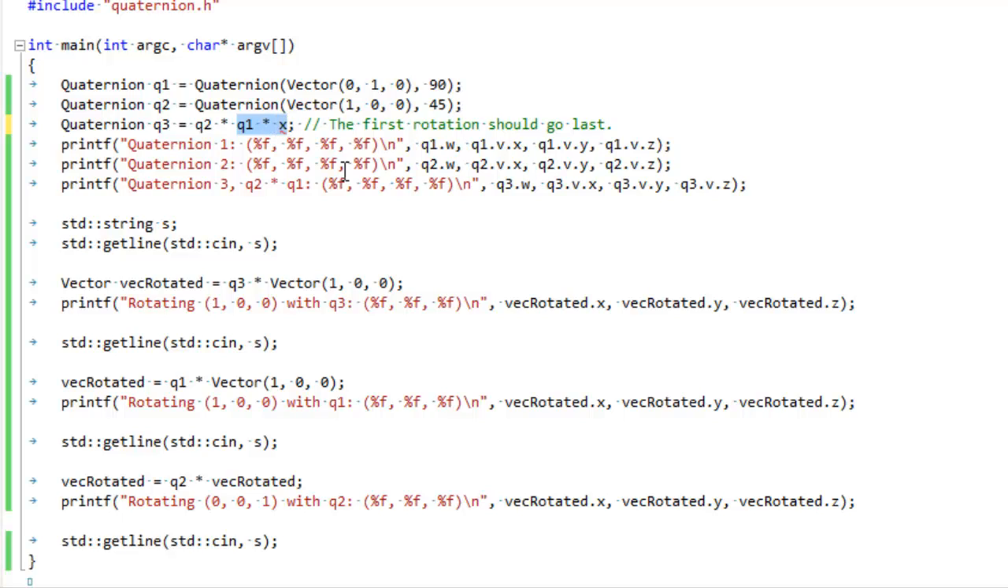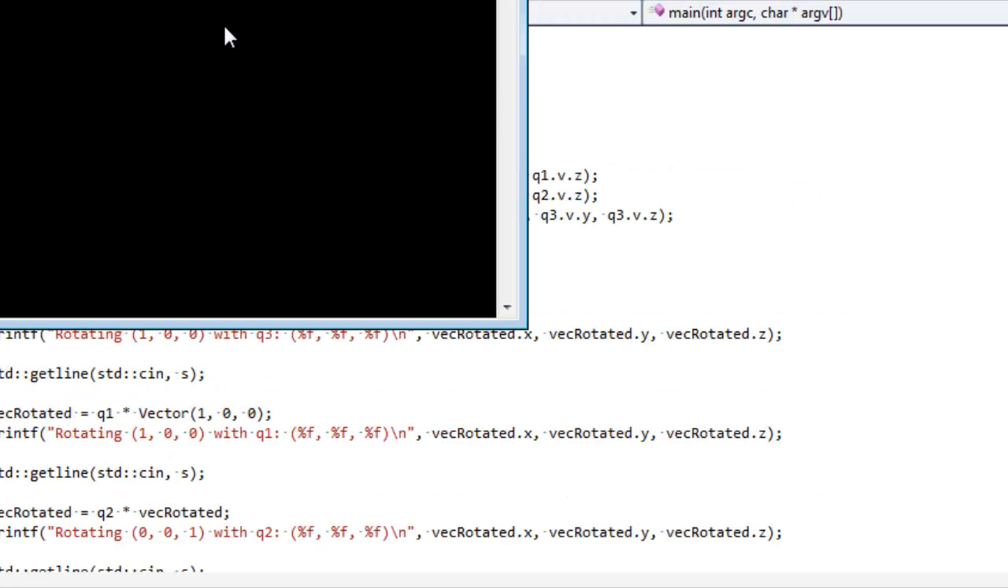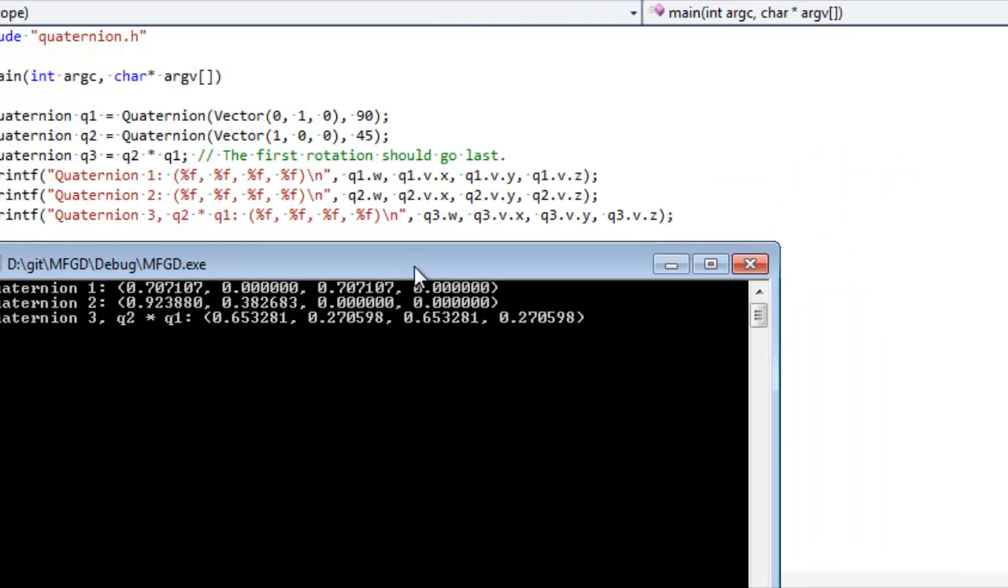It gets rotated by the last thing in the list first, and then the product of that is multiplied by Q2 and so on. So we want Q1 to happen first, so we're gonna put that last in our list. And then I print out what happens, print out the contents of these three quaternions so we can see what happens to them. Let's go and see what that does.